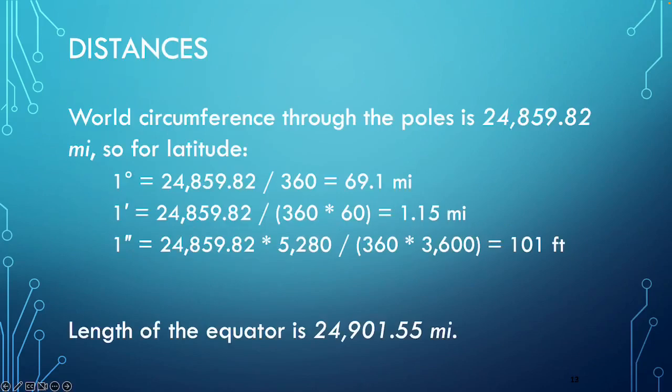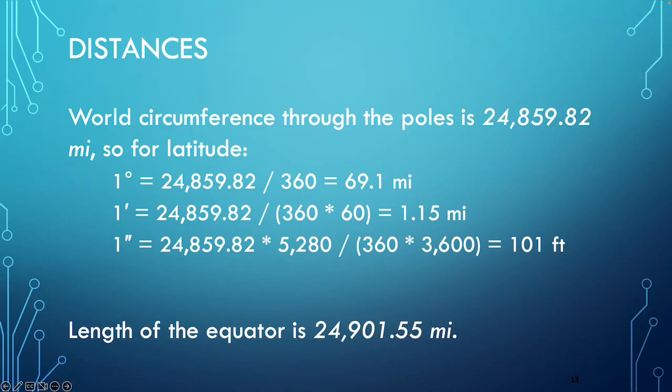All right. So what is somewhat interesting about this is that the Earth is not completely spherical. There are some differences in the size of these things. The circumference through the poles is 24,859.82 miles, and the length of the equator is 24,901.55 miles. So it's a little bit wider around the equator. The Earth is a little short compared to how wide it is. And that makes some slight differences.